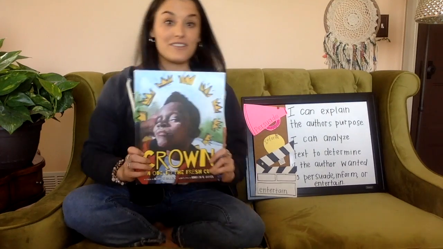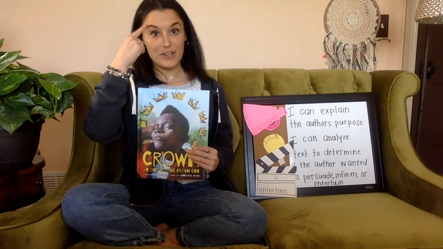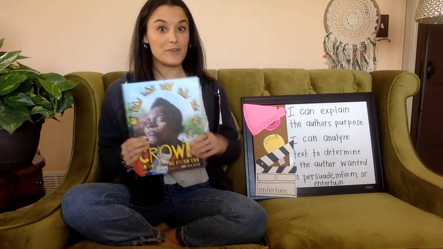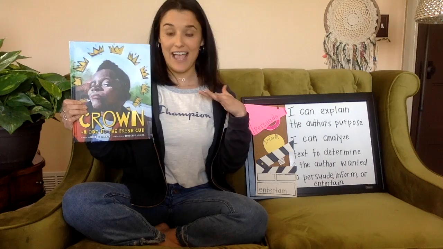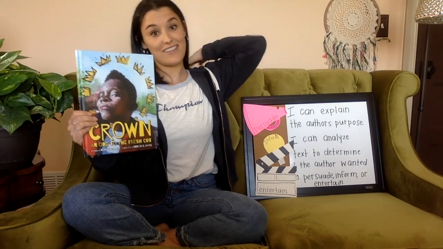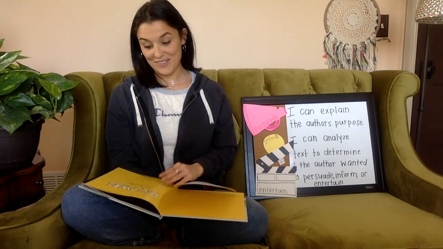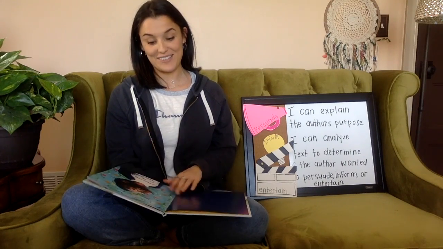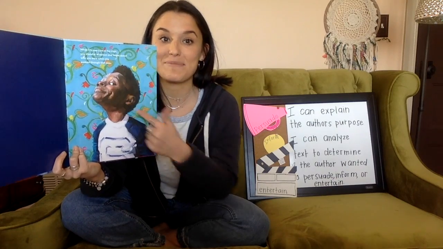So good readers are still sitting up so straight and tall. Good readers keep their eyeballs on me. Good readers put their hands in their lap. And this story is called The Crown: An Ode to the Fresh Cut. And the title's so important that they write it twice. So, crown. Ready? Ooh, look at him. He looks proud, doesn't he? Let's look at his facial expression.